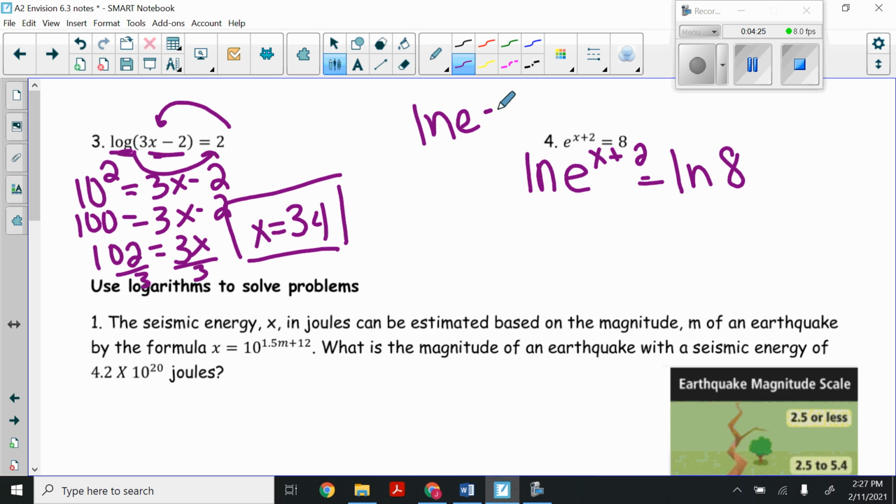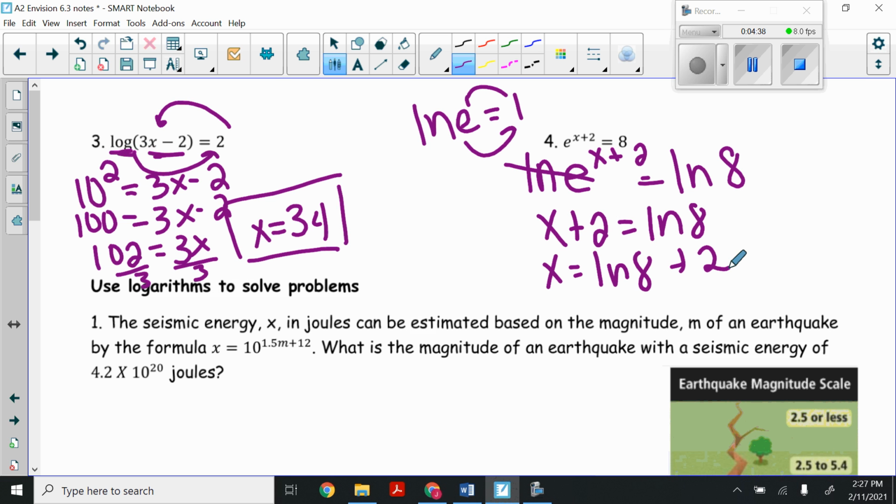The natural log of e is equal to 1 because, again, e to the first power equals e. So on this side, that goes away, and I'm just left with x plus 2 equals the natural log of 8.